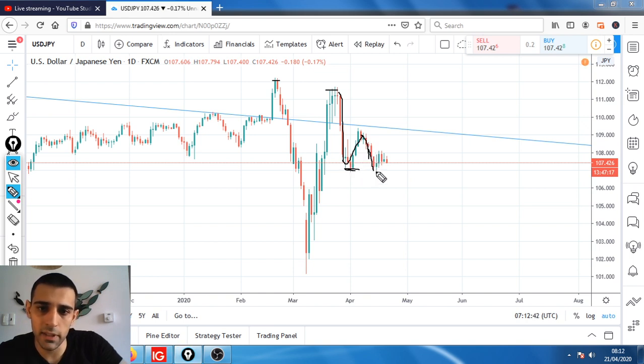and then came down again to test this low. It, however, did fail to take out this low, and then after it came down here, it had another pullback, and now we can see that it's coming down.